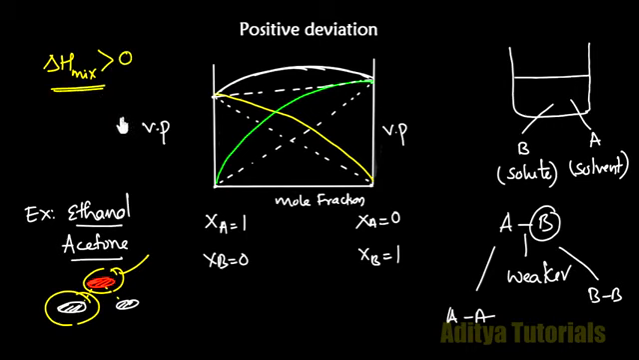Also the volume of the solution, if you compare, so we know that if the two solvent molecules attract stronger here, the solute particles also attract stronger. But when you add solute and solvent, the attraction between the solute and solvent is less, and therefore the volume of mixing is greater. That is, delta V mix is greater than 0.